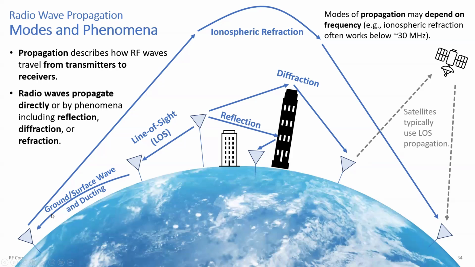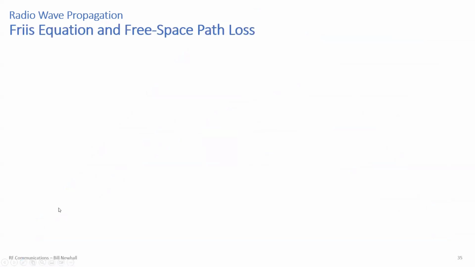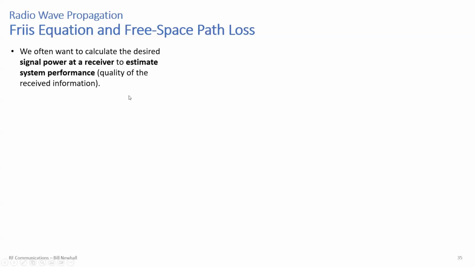There's a way to calculate what we call path loss, free space path loss, for a radio wave traveling through space. This is a way to predict, given a transmit antenna and a distance, let's say free space between transmitter and antenna, how much receive power you're going to see out of your antenna at the receive side. We often want to calculate the desired signal power at a receiver. What that lets us do is estimate the link performance or the system performance.